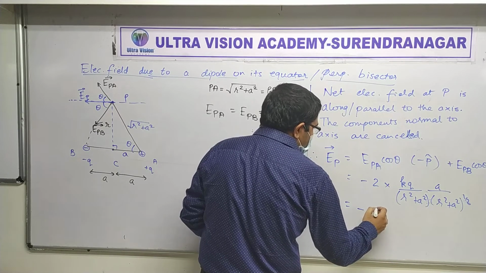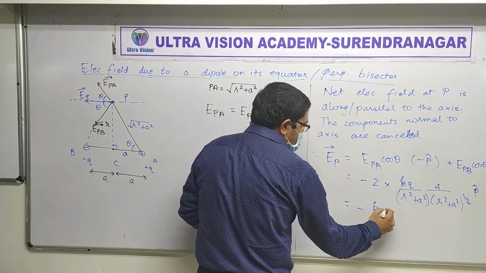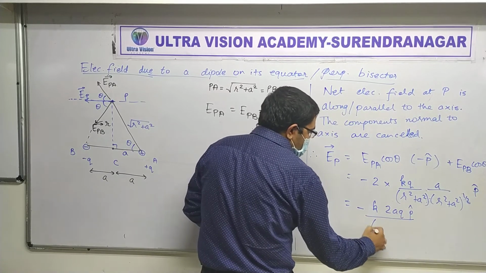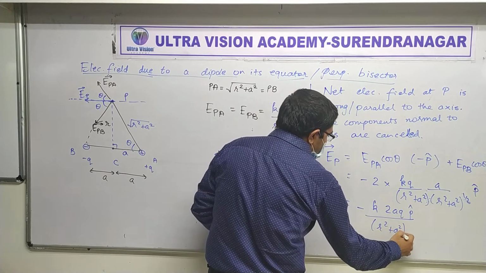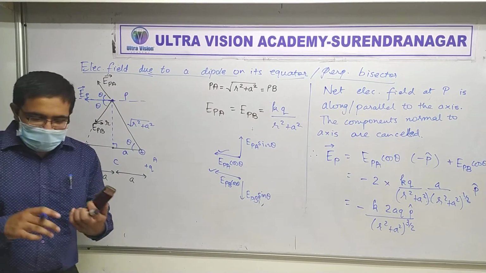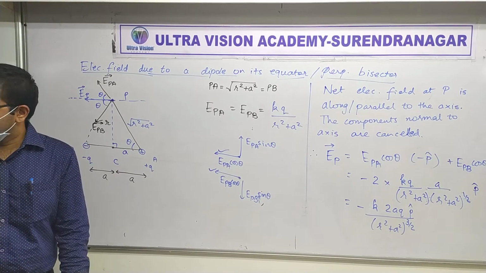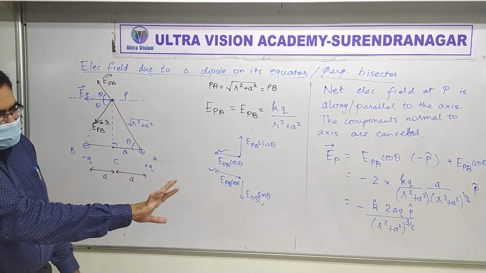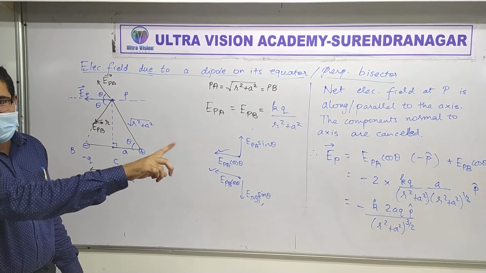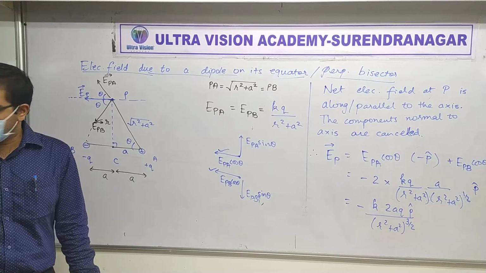Okay, let's take the 2 away and p hat. I forgot to take. So minus a into 2aq p hat upon r square plus a square raised to 3 by 2. Did you understand everything? Alright? I have not done anything in the last step, I have just rearranged it. 2aq together, p hat with it, so that we can write it in form of dipole moment.